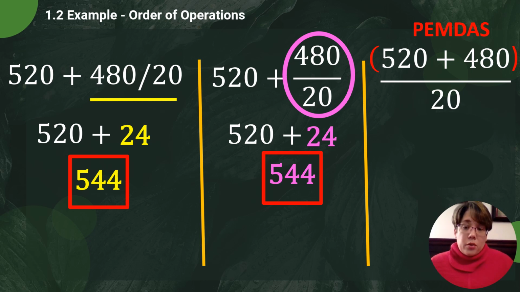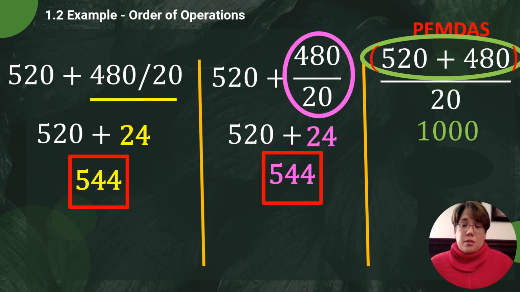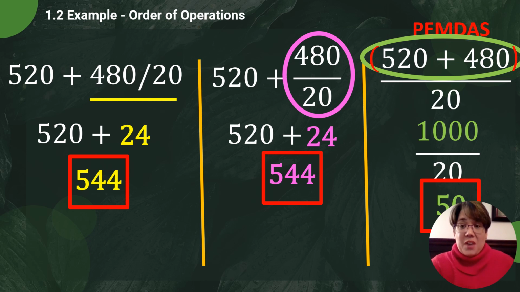So we're going to work that out first, and whenever we do that first, we actually get 1,000. So that 1,000 divided by 20, then that becomes 50. And I'm sorry, my head is in the way. But that is the answer. 1,000 divided by 20 is 50. Okay, so that is a huge difference from 544. So you can see the order of operations makes a huge difference whenever you're working these problems out. All right, let's look at another bigger example with order of operations.